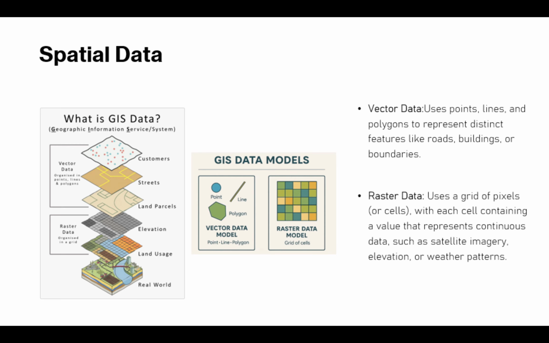Spatial data is categorized into two primary types, vector data and raster data. Vector data uses points, lines, and polygons to represent discrete features such as customers, roads, or land parcels. On the other hand, raster data is composed of a grid of pixels where each cell holds a value representing continuous data like elevation, land usage, and satellite imagery. Together, these data models help create detailed and layered geographic information systems, or GIS, which support informed decision making across a wide range of industries.